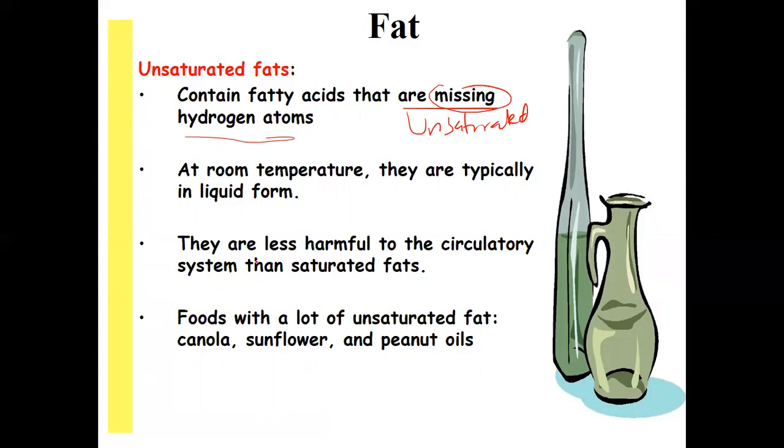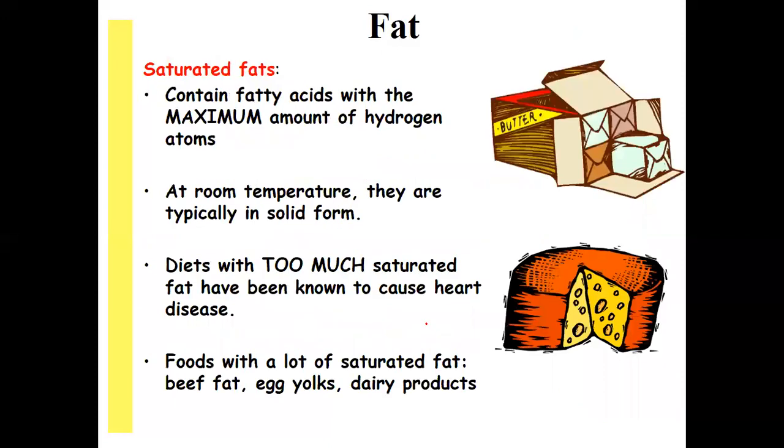They are less harmful to the circulatory system than the saturated. Food with a lot of unsaturated fat, like canola, sunflower, and peanuts, is very good for the body. But the saturated contain a maximum amount of hydrogen atoms. And that's why they are saturated. The meaning is they cannot take more hydrogen molecules. At room temperature, they are solid.